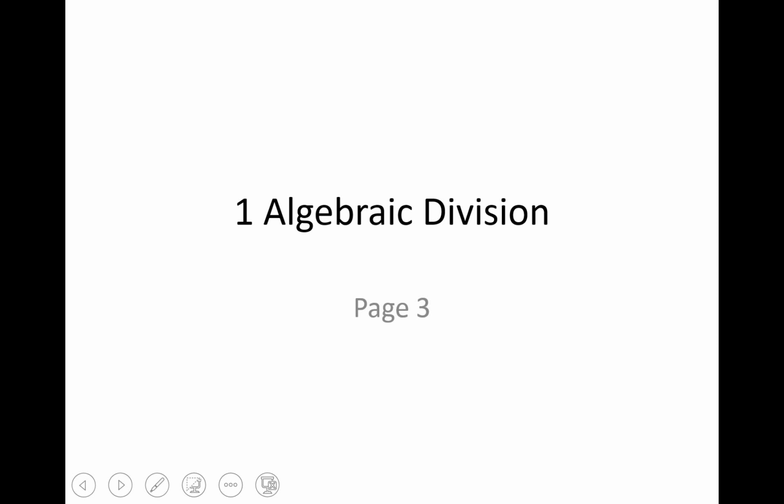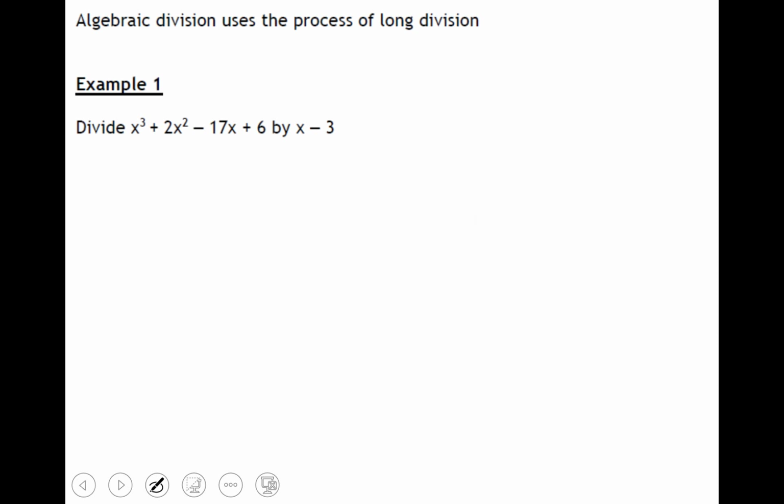Algebraic division, page 3 of the C2 booklet. Algebraic division uses the process of long division. However, it may be that you have never done the proper long division technique, as it has long been missed out in primary school techniques of division. So let's apply it here to algebraic division.